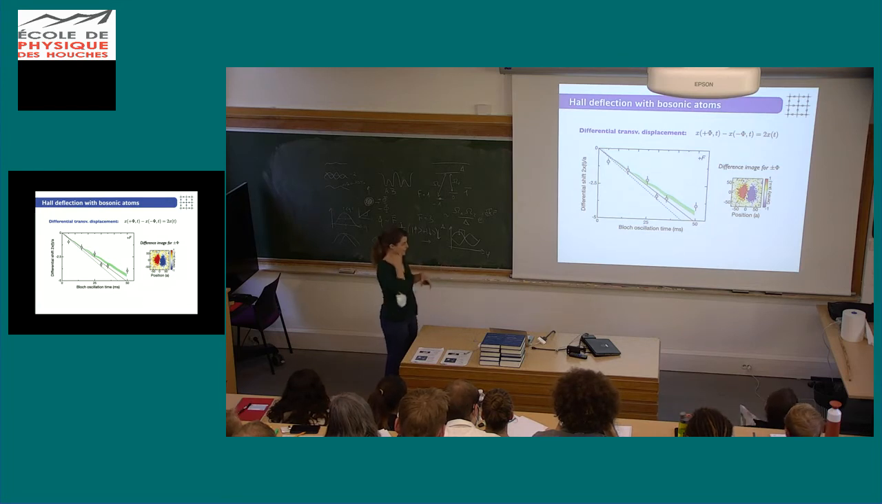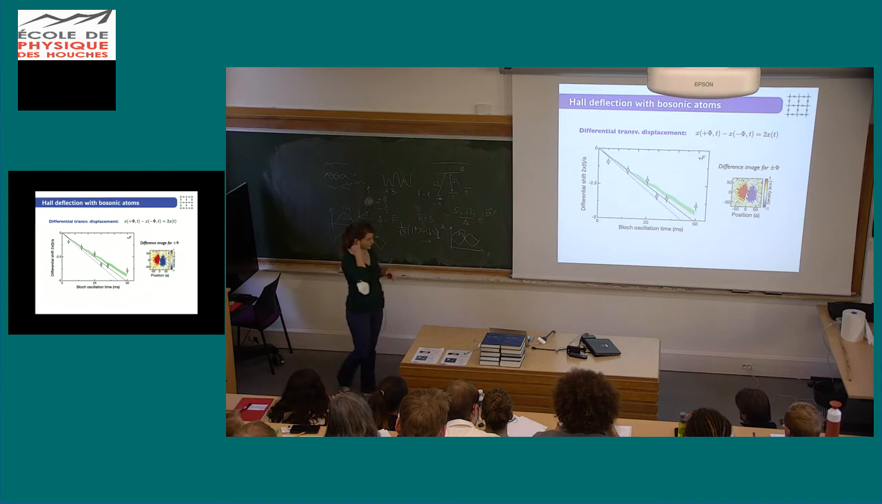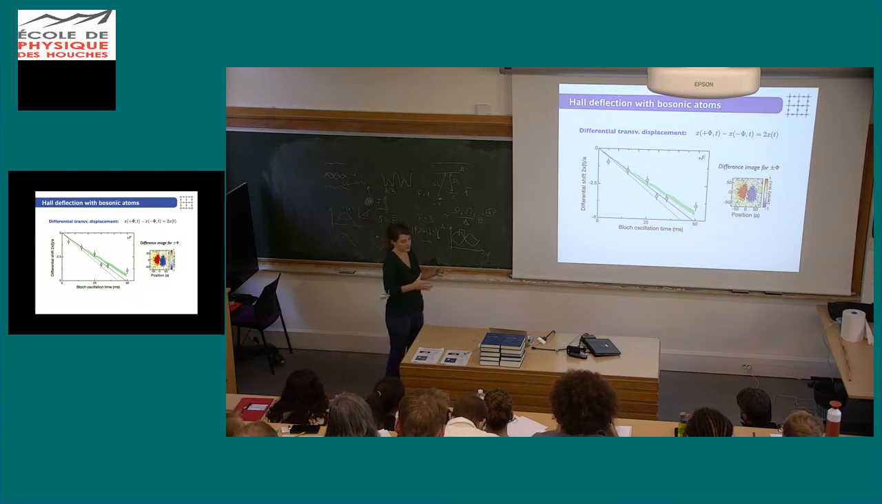In order to get a real insulator, we would need to prepare a Mott insulator or an insulator with fermions or something. This is not what we did. It's in principle something that you could do, but it's a Hall deflection that you see with charge-neutral bosons.